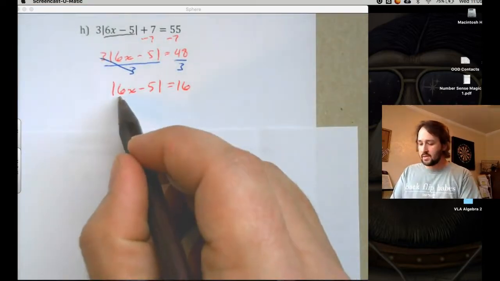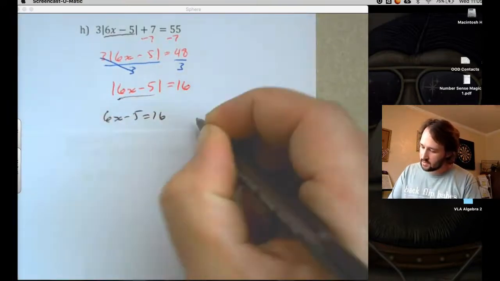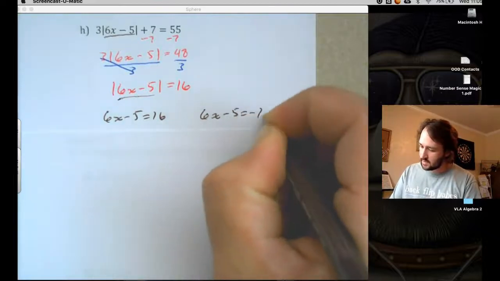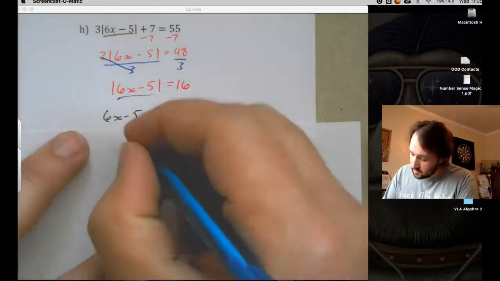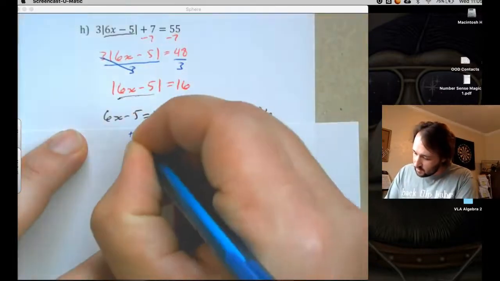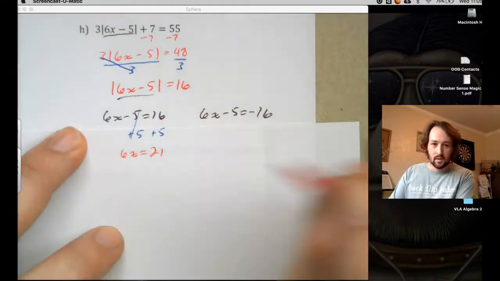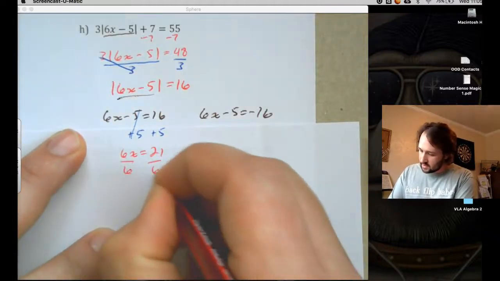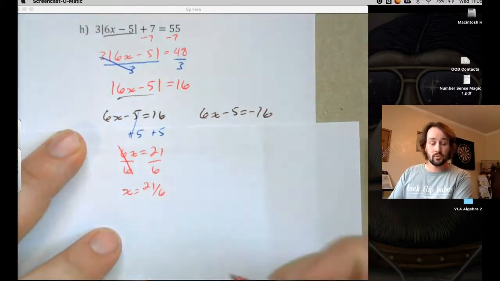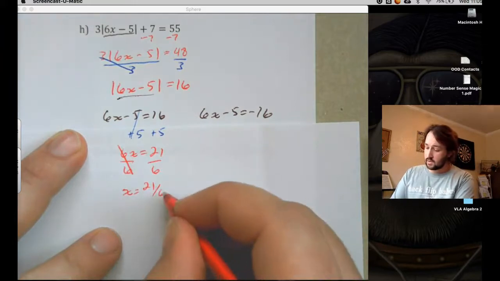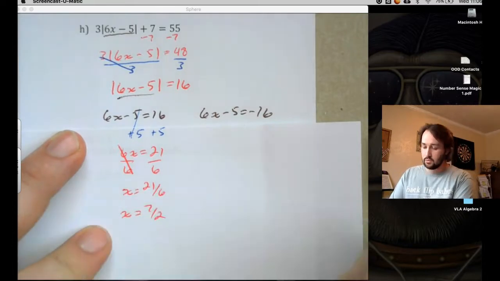Anyways, the absolute value is by itself, so I can take that 6x minus 5 and say 6x minus 5 equals 16, or 6x minus 5 equals negative 16. And then just solve both of those equations. In both of them, I'm going to need to add 5, so plus 5 on that side. Then I'll get 6x equals 21. Then I can divide by 6, so x equals 21 over 6, which will reduce, so make sure you go ahead and reduce it. We can divide both of these by 3, so x equals 7 over 2.